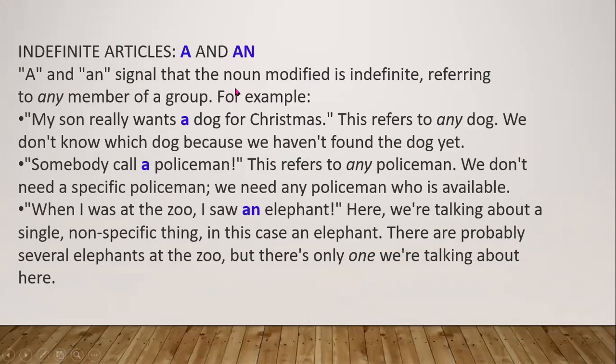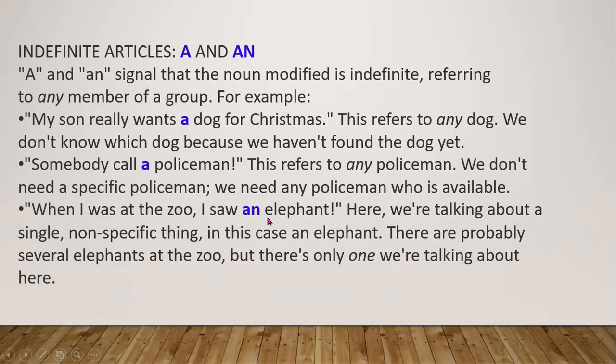It signals that the noun modified is indefinite, referring to any member of a group. For example, my son really wants a dog for Christmas. A dog. So here they're not talking about anything in particular. They're not referring to any particular breed here. Any dog. Here, somebody call a policeman. Any policeman, again, not one particular policeman. They're not using the here, which would mean that they are referring to one particular one, whereas here it refers to a random one.